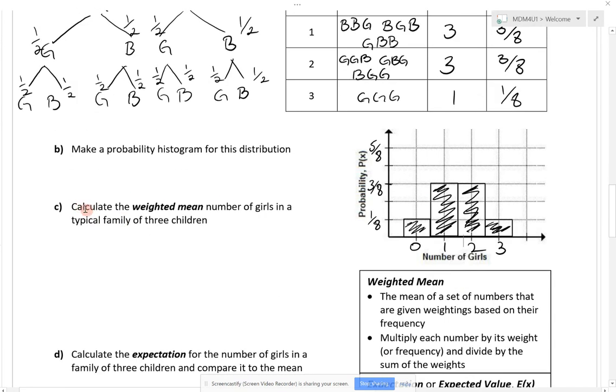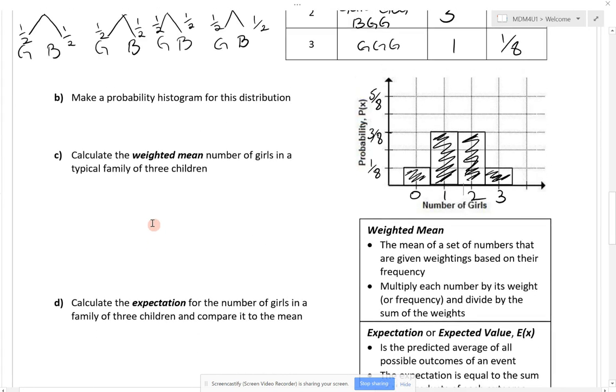All right. So now to calculate the weighted mean number of girls in a typical family of 3 children. It's a weighted mean because each number of girls has a different weight in terms of the probability assigned to it. So remember our formula for the weighted mean: x bar, W for weighted, is equal to the sum of x times w, divided by the total of the weights. In this case, the weights are our outcomes. So if we have 0 girls as our data point, then we have a weight of 1.